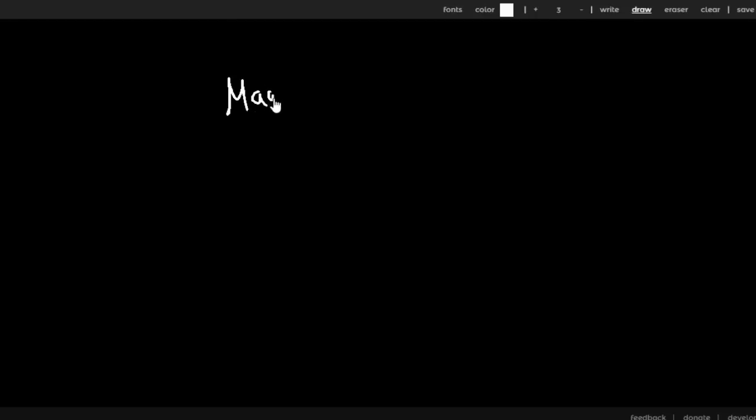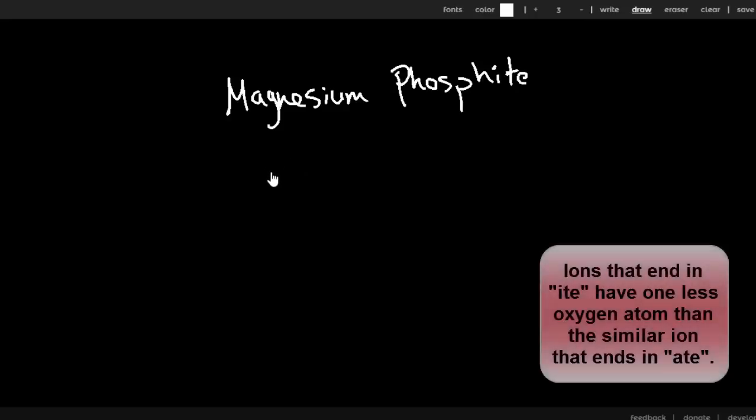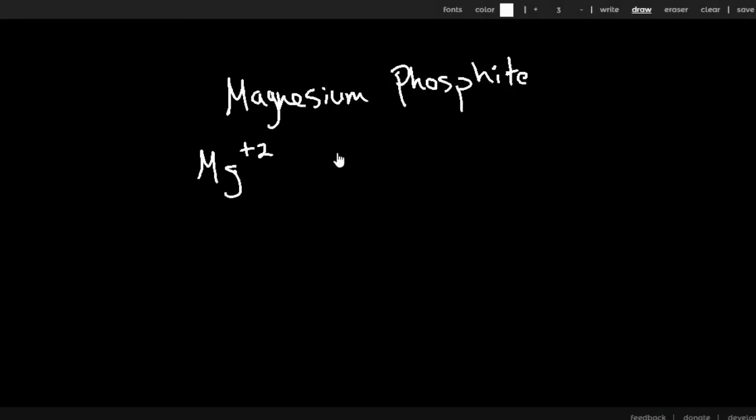magnesium phosphite. Now, phosphite is different from phosphate. Take a look at the sheet and see if you can figure out the only difference between phosphate and phosphite. The difference is phosphite has 1 less oxygen, but they have the same charge. So magnesium, monatomic, Mg +2. It needs to lose 2 electrons to become like its nearest noble gas, neon. Phosphite, according to the sheet, PO3 -3.